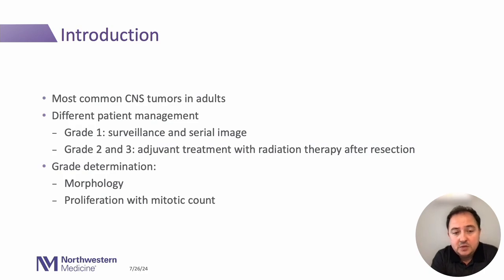The cancer type of the study is meningiomas, and meningiomas are the most common CNS tumors in adults. Meningioma patient management relies a lot on grade. For grade 1, the guidelines are surveillance and serial imaging. For grade 2 and 3, adjuvant therapy with radiation therapy after resection is the norm.